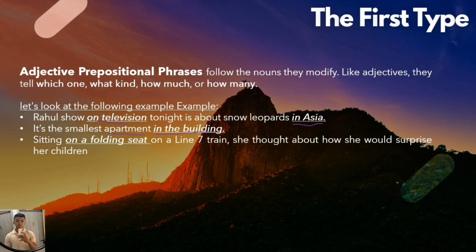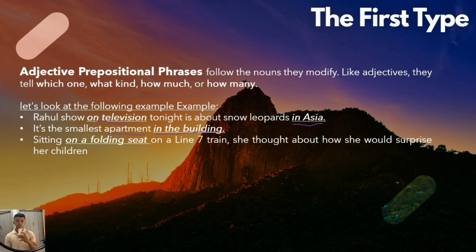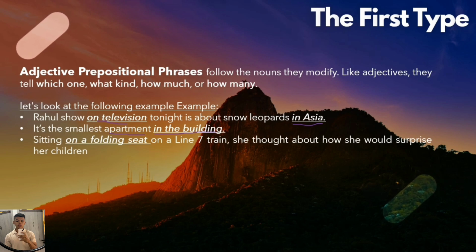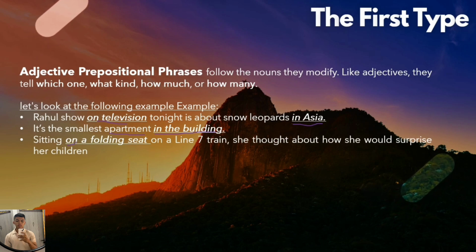Sitting on a folding seat on a line 7 train, she thought about how she would surprise her children. One of the prepositional phrases in the sentence above is "on a folding seat." "On" is the preposition, and "a folding seat" is the object of the preposition.